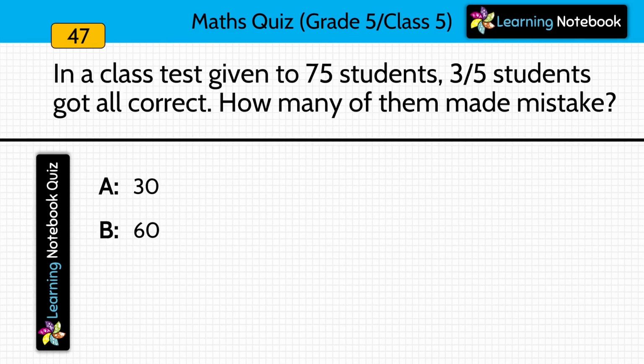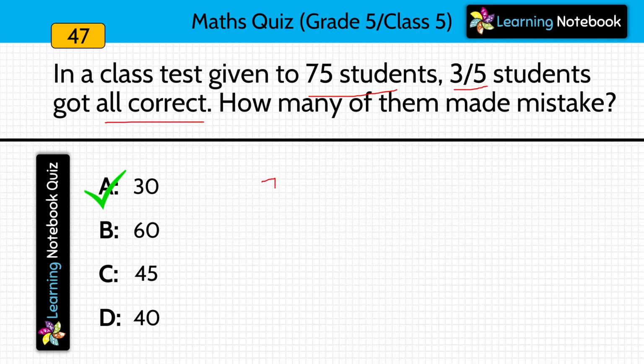A class test given to 75 students, 3 by 5 students got all correct. So how many of them made mistakes? Answer is option A, 30. So how did we find this? Here it is given that 75 students are there and 3 by 5 students got all correct.